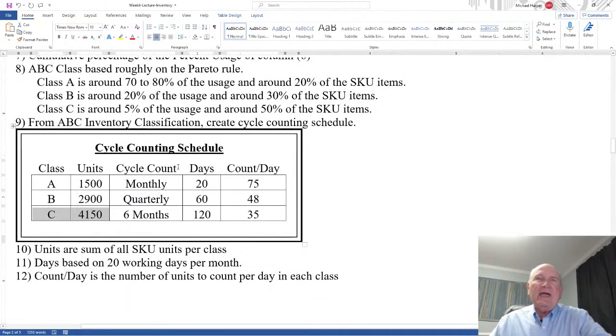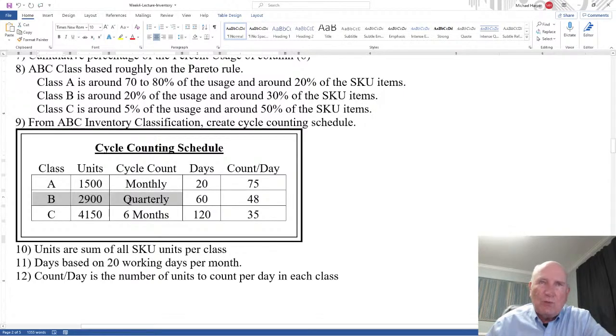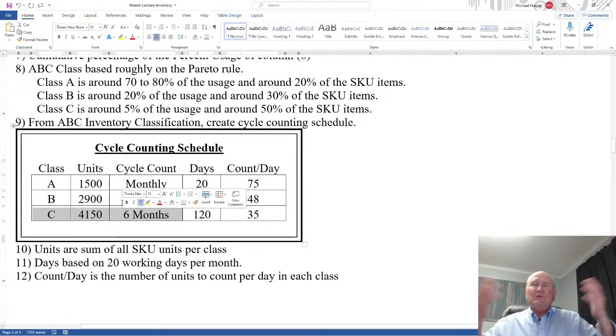So now the cycle count. Remember, I want to stay on top of my A items. Suppose I want to count them monthly. Count them much more frequently to keep on top of them, to analyze them in much more granular fashion. Monthly, sometimes bi-weekly, sometimes weekly. But here it's monthly. Now, in here, B items is quarterly, less, and C items is every 6 months, just order, maybe periodically.